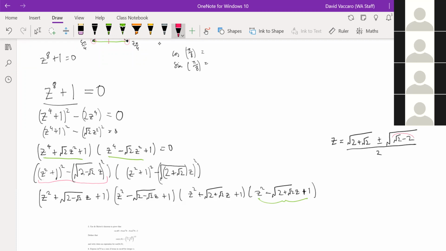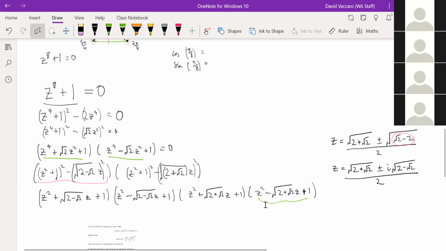This discriminant is negative, so we can flip the sign and get an i. So we get one root, which is root 2 plus root 2, plus or minus i root 2 minus root 2, all over 2. And then you get similar roots from the other brackets. What do those roots give you?